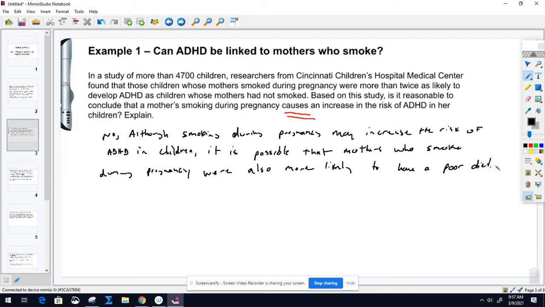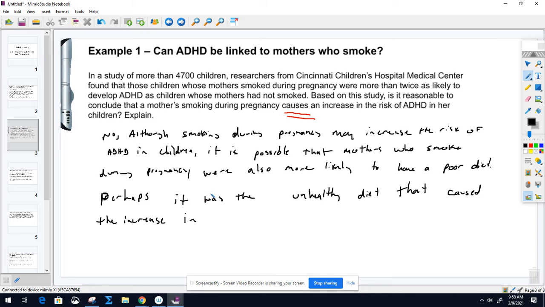So since we're just observing it, what else could that mother have done? Mothers who smoked during pregnancy possibly could have had it hereditary in their family. They could have also been drinkers, and maybe drinking or drugs also influenced ADHD as they were pregnant. So it's not just because of the smoking, and we can't prove that it's just because of the smoking. So we could say perhaps, and I just used an unhealthy diet. You're just going to choose one. Perhaps it was the unhealthy diet that caused the increase in ADHD risk.